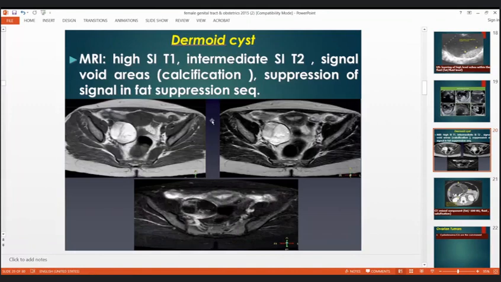And on MRI, it will appear hyper-intense on T1 and T2. This is T1 weighted image. Content is hyper-intense. Hyper-intensity on T1 is either blood or fat. If we perform special fat suppression sequences, so if this hyperintensity goes or fades or becomes black on fat suppression sequences, we know that this is fatty dermoid cyst.